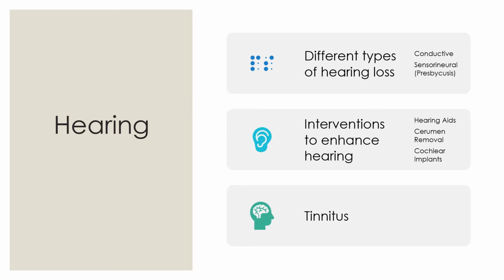There are different types of interventions to enhance hearing. Although hearing aids can be helpful, they can be very expensive and difficult to manipulate. In the elderly, the most common type of interference in hearing is cerumen impaction. When someone presents with hearing loss, it is important to first check for cerumen impaction as a possible cause. It can be removed through irrigation, medication, or manual extraction.